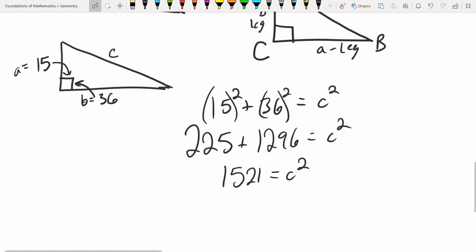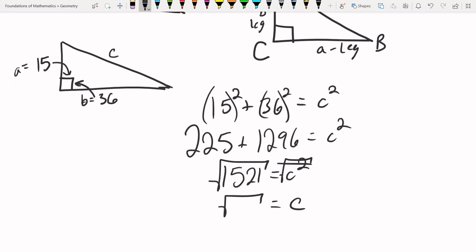Now, to get rid of the square, to get c by itself, all we have to do is take the square root. The square root and the square will actually end up canceling and giving you c by itself. That's a little bit of algebra. And so c is the square root of 1521.